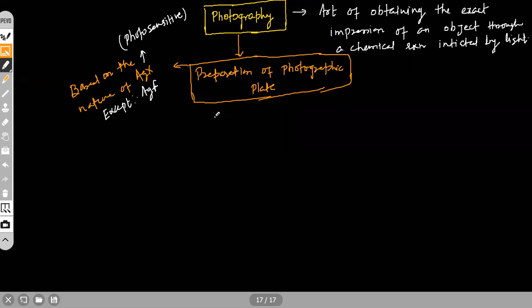What we do here, this reaction we use for the preparation of silver halide: NH4Br plus AgNO3 gives AgBr plus NH4NO3. Right? We'll take an emulsion of it, and that is applied on the celluloid film.